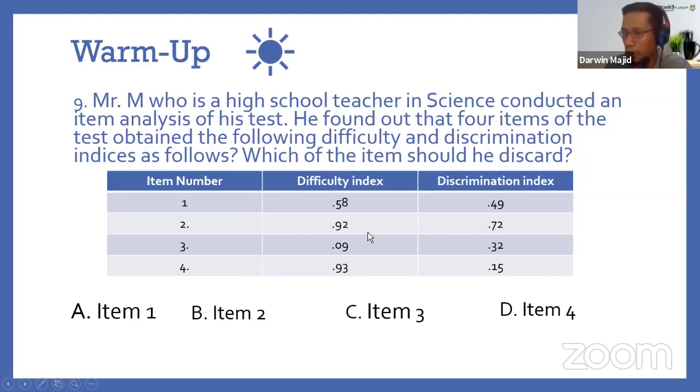Discrimination. Because as you look at them, there are variations between the indices across items. Here the difficulty is high, here the discrimination is low. So we need to focus on where we identify which indices tell us to discard items. Are we clear? We will leave that for later.